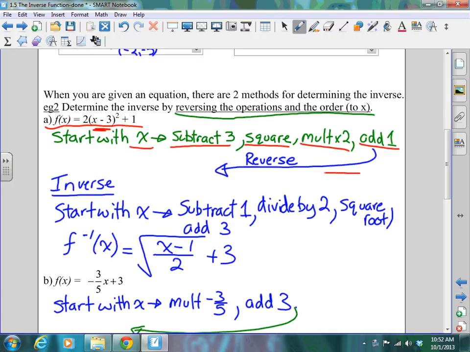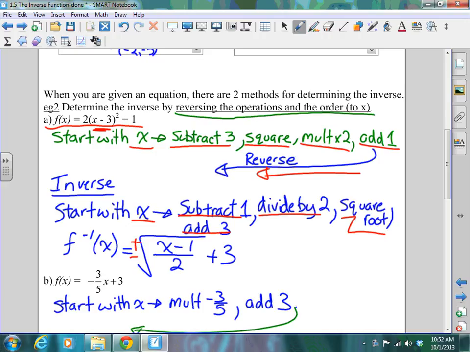Now what we're going to do, guys, is the reverse. Again, start with x and do the opposite operation. So instead of adding 1, you're now going to subtract 1. Instead of multiplying by 2, you're going to divide by 2. Instead of squaring, you're going to take the square root. And when you take the square root, don't forget the plus or minus. And then instead of subtracting 3, you add 3.